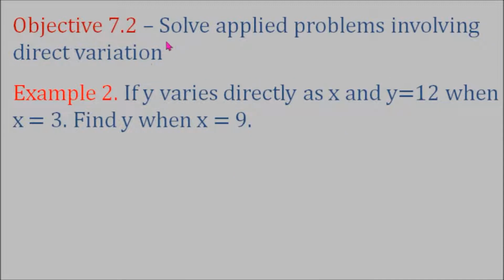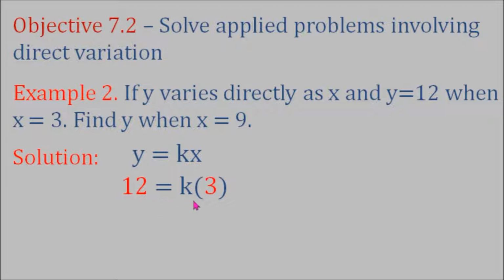Objective number 2: solve applied problems involving direct variation. Example number 2. If y varies directly as x and y equals 12 when x equals 3, find y when x equals 9. So this is the equation of the direct variation, y equals k times x. Our y here is 12 and x is 3, so we have 12 equals k times 3. Dividing both sides by 3, we have k equals 4.